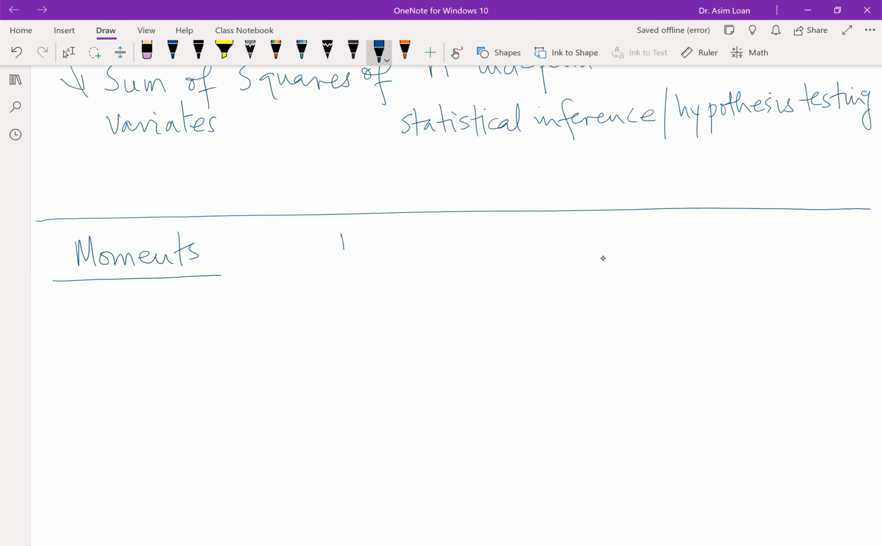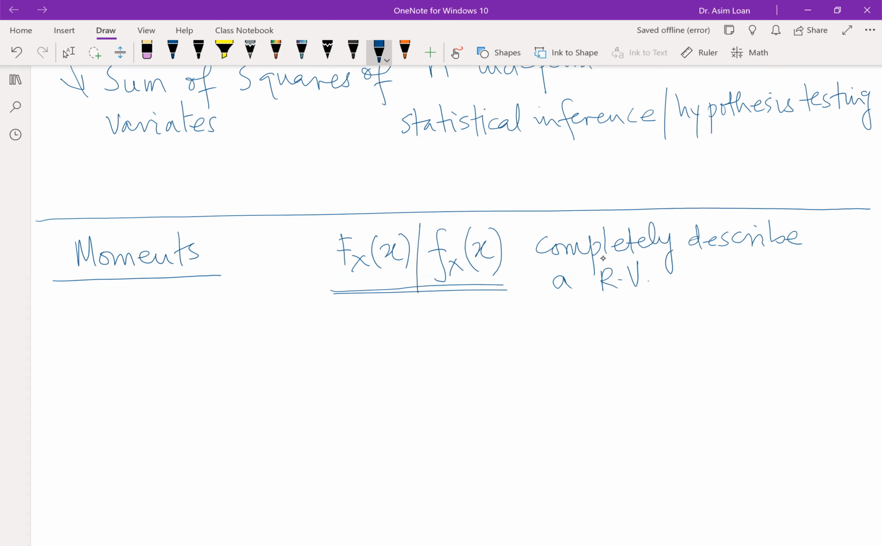अच्छा, अब your PDF, the cumulative density function, distribution function, and your probability density function, they completely describe a random variable. This is not an easy task to do, unless you are given the distribution or the density function, then it's fine. But sometimes it's much easier because you have some numbers, and you use those numbers to describe the random variable.